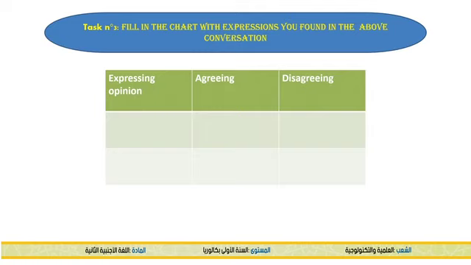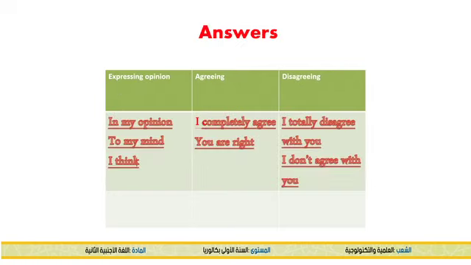So let's move to the answers. So here are the answers. For expressing opinion, we have 3 expressions: in my opinion, to my mind, and I think. And for agreeing, I completely agree. You are right. For disagreeing, I totally disagree with you. I don't agree with you. Okay? So let's move to the next task.